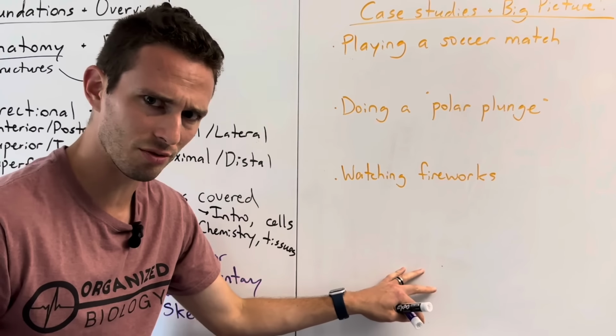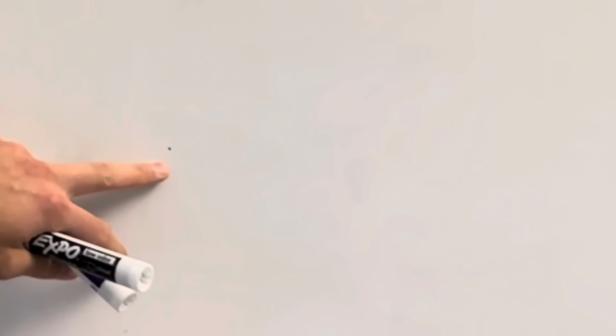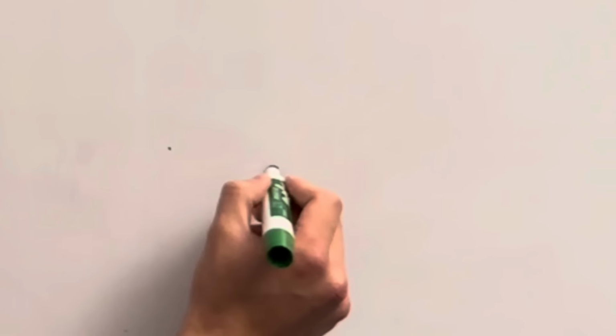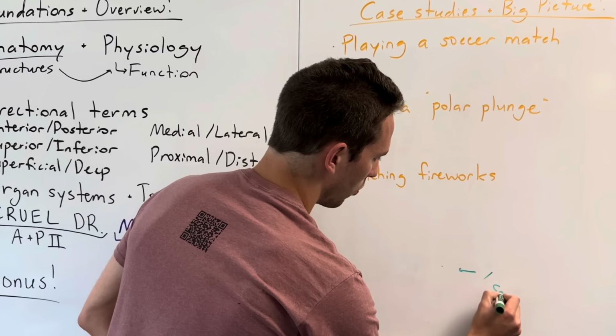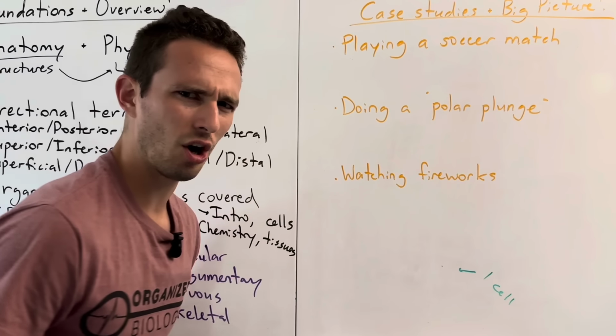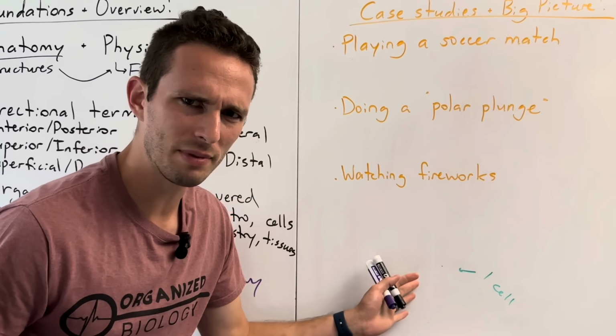Can you see that on there? I'll zoom in real quick. This was you at one point. You were at one point one cell. You were one cell. Anybody know how that came to be? How you came to be?